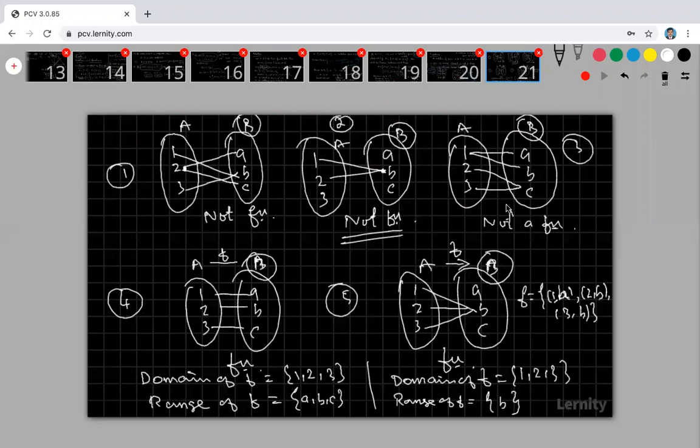Third is also not a function. Some students are getting confused. The first one is not a function. My second one is not a function. Third one is also not a function. I am only writing; I am not saying that this is a function. Only the fourth one is a function, and the fifth one is a function. Some students are getting confused. Are you okay?